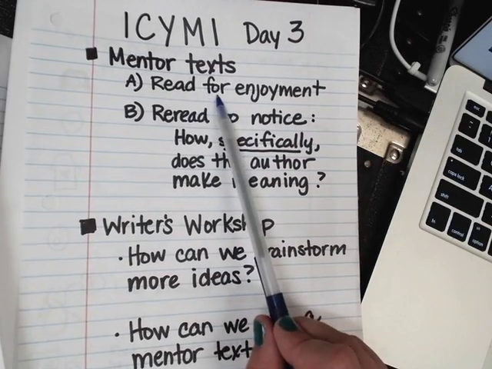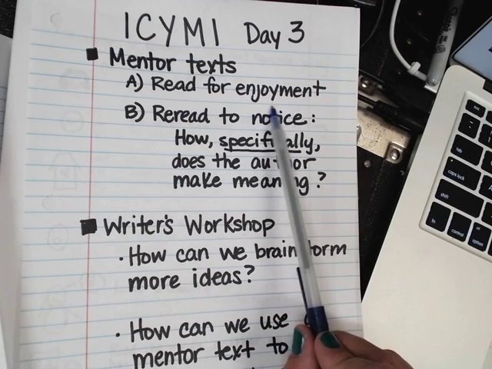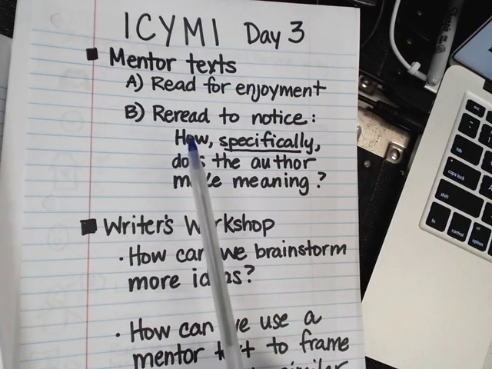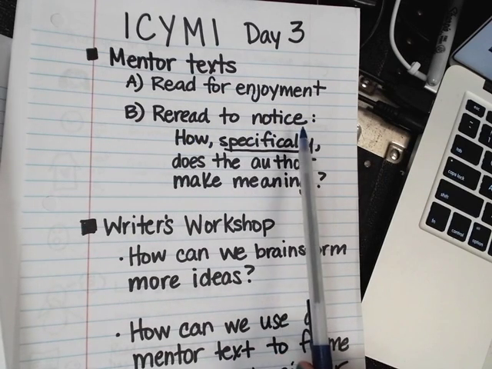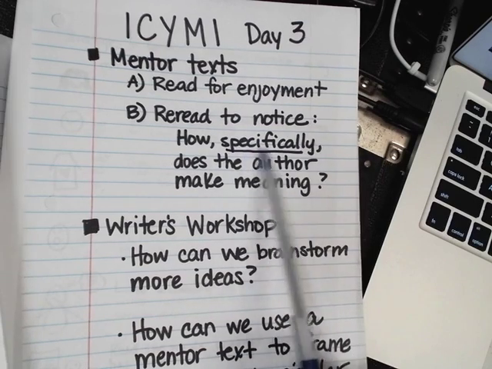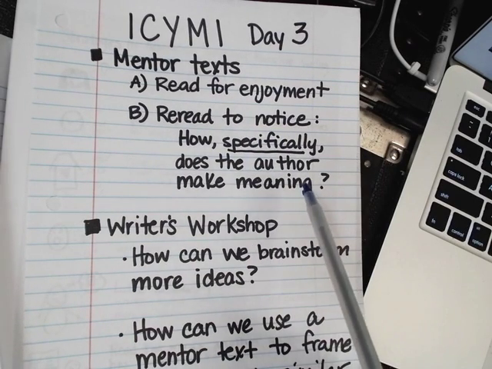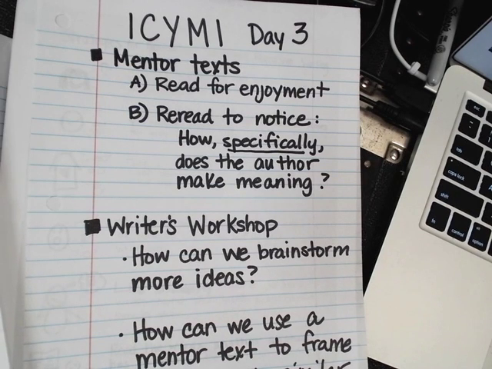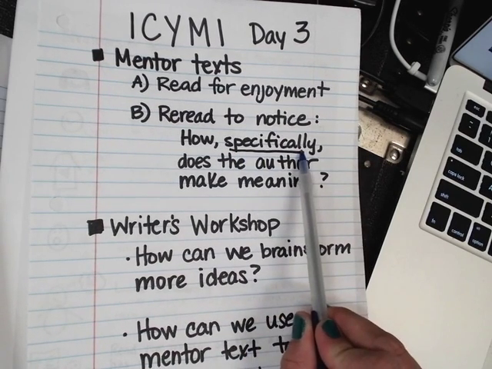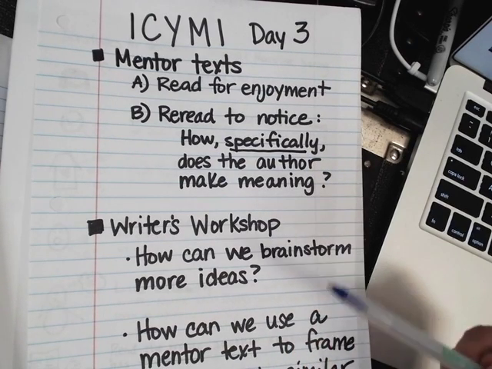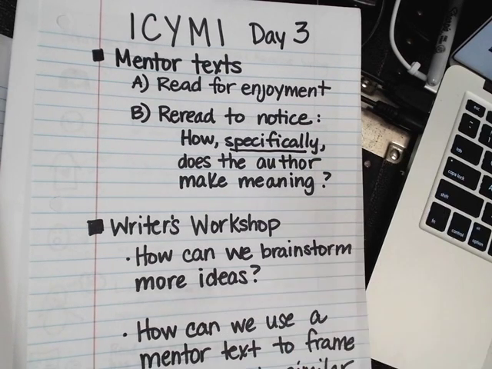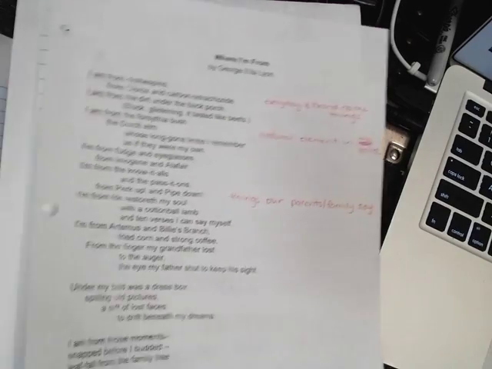And I want to remind you that we first read it through for enjoyment, but then we reread to notice how the author specifically makes meaning. Remember, you don't want to talk in vague terms like the author used description or the author had some symbolism. You want to make sure you're very specific. That way, if you need an idea for your own writing, you can go back to those specifics.